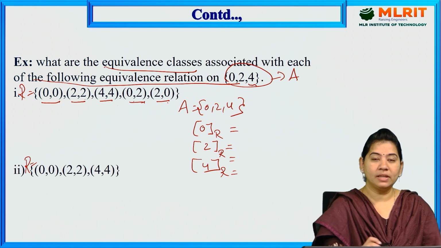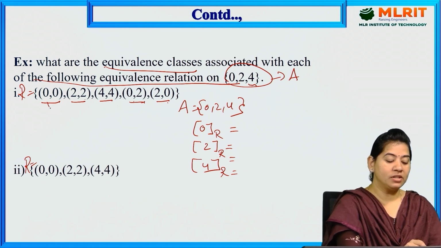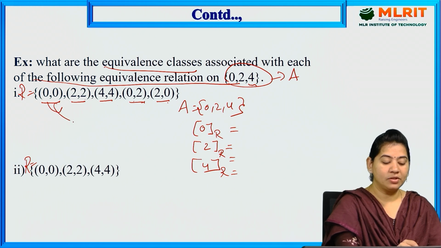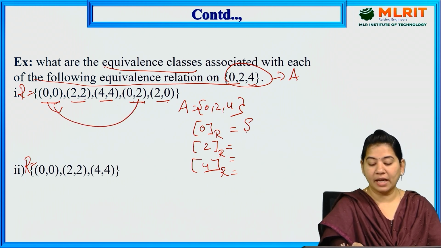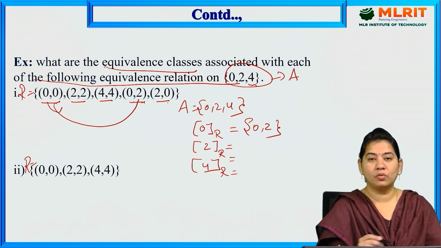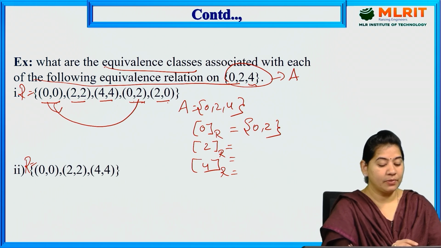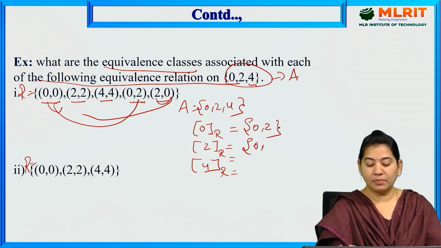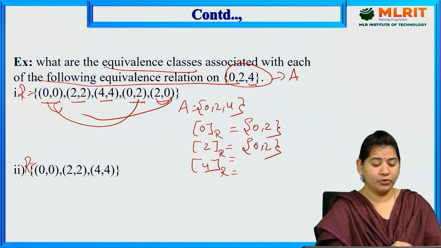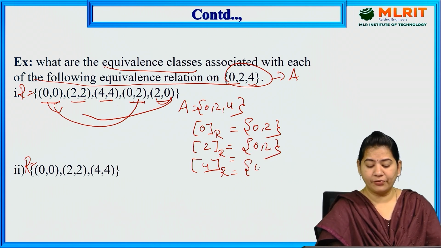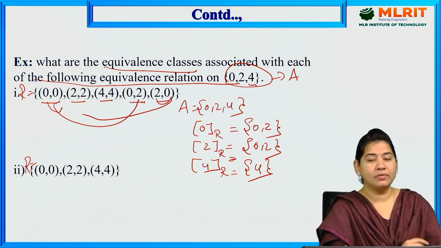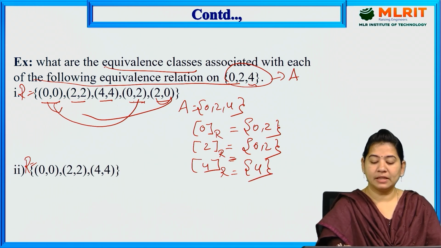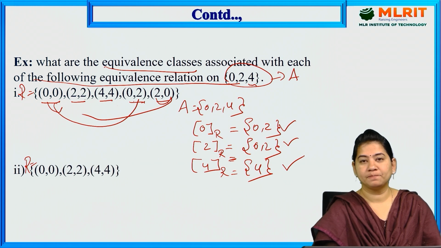Now, the equivalence class of 0. How to find this equivalence class of 0? 0 is related with 0 and 0 is also related with 2. Then I can write here {0, 2}. In the same way, 2 is related to 0 and it is also related to 2. You can write {0, 2}. Now 4: 4 is related to only 4 but not with any other element. So these are the equivalence classes here.